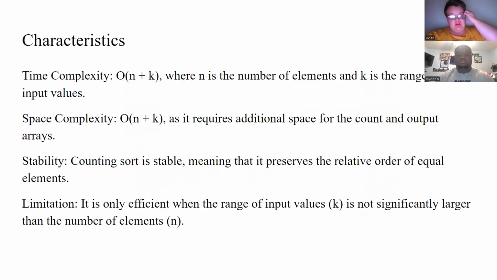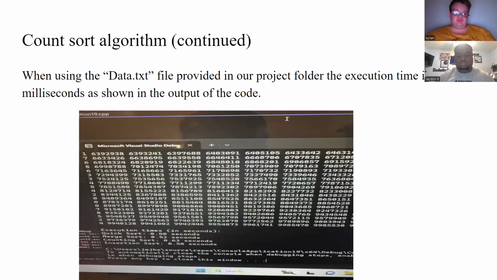The characteristics: it's O(n + k), where n is the number of elements and k is the range of input values. It's the same for the space complexity, as it requires additional space for the count and output arrays. It's stable, meaning that it preserves the relative order of equal elements. Its limit is that it's only effective when the range of inputs, which is k, is not significantly larger than the number of elements, which is n.